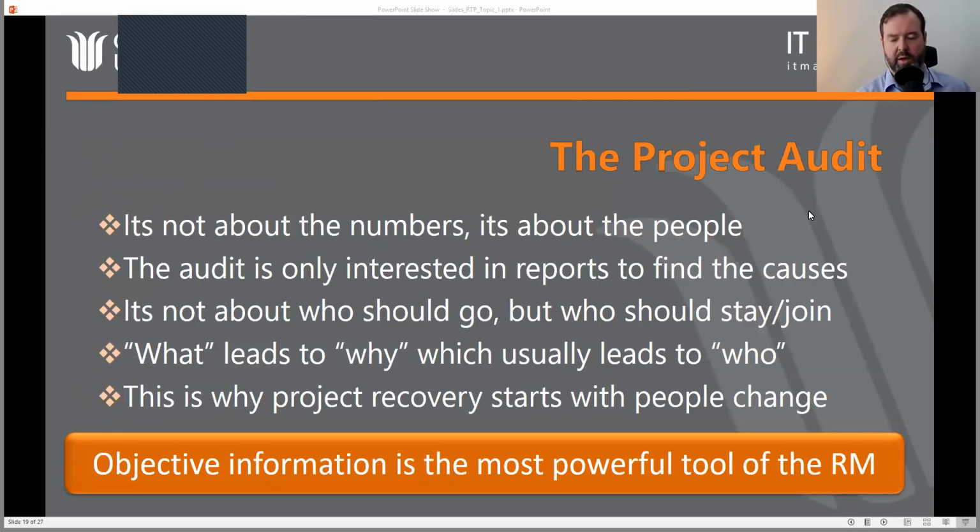Now, sometimes you think, well, okay, this is a complete loss of faith in the project manager. Well, actually, maybe not. There can be other reasons why the project manager is really up against it. There can be lots of things to do with the dynamics, the politics, the history that can make a particular project quite hard for an incumbent project manager, but much easier for a new one. But yes, the audit is looking for the objective information. It's looking for the facts to work with.